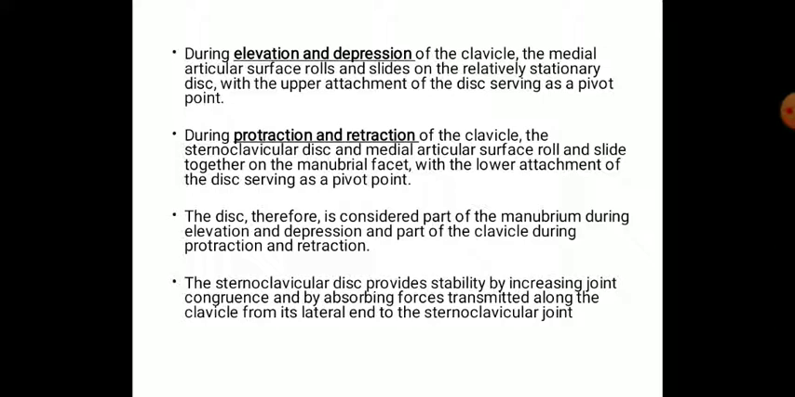The sternoclavicular disc provides stability by increasing joint congruence and by absorbing force transmitted along the clavicle from its lateral end to the sternoclavicular joint. So one of the reasons we need a disc is to get proper congruence of this particular joint. Whenever we ask for stability from a joint, the joint should have a normal congruence. The congruence is produced by the sternoclavicular disc.